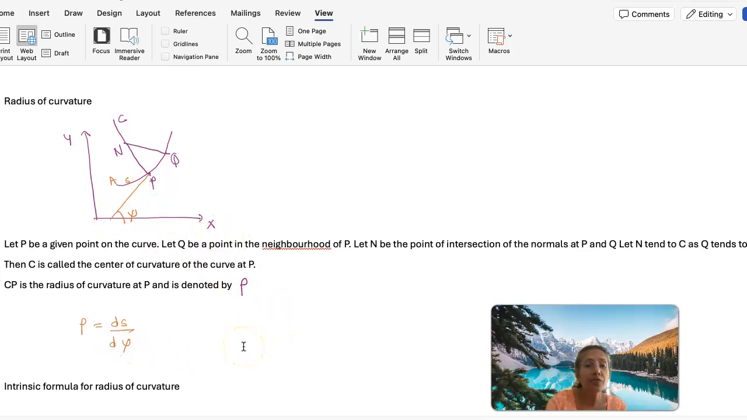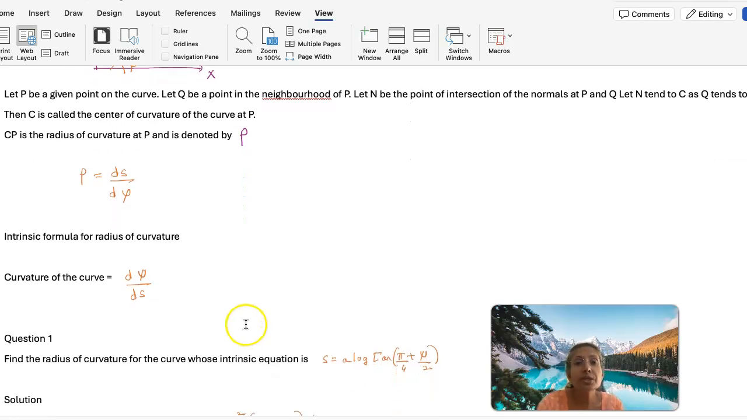So the intrinsic formula for the radius of curvature is ds by d psi, and the curvature of the curve is the reciprocal of this, d psi by ds. So curvature is 1 by radius of curvature. So let's go to a few problems.